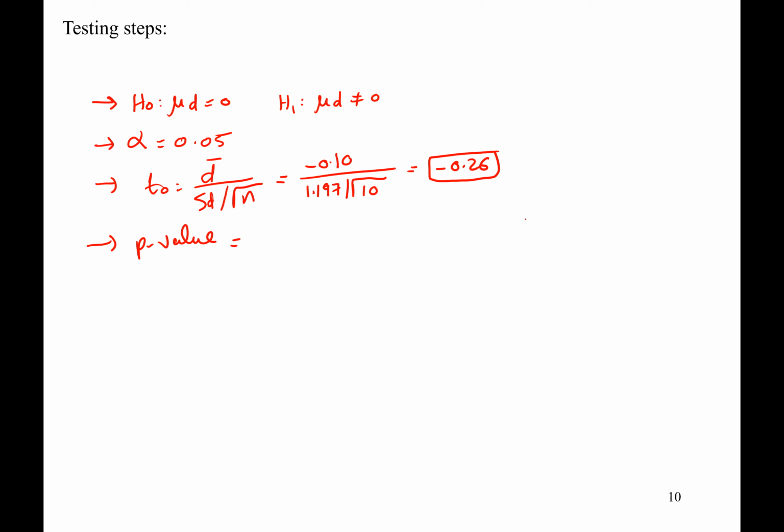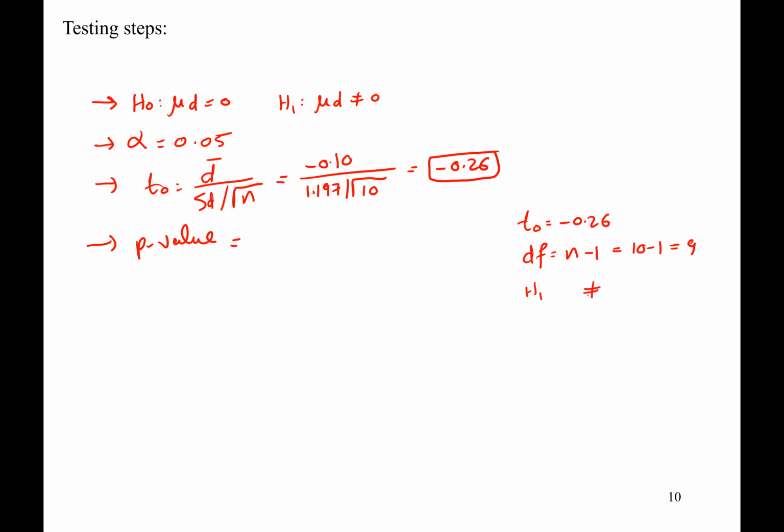Before I go to the applet, I need T0, which is negative 0.26. I need the degree of freedom. What is the degree of freedom in this case? It is very simple: how many pairs minus 1? So it is 10 minus 1, which is 9. The last piece of information I need is, what is H1? H1 is doesn't equal. So now let's go to the applet and find the p-value.